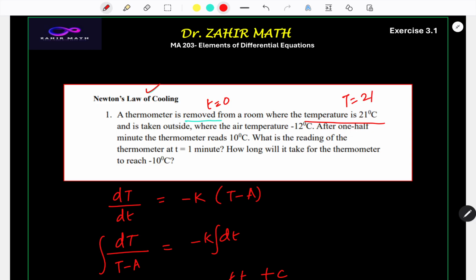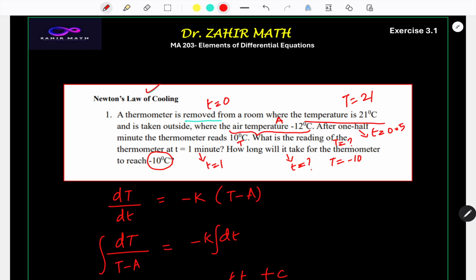And it's taken outside where the air temperature is the room temperature, so capital A is this one, minus 12 degree. After 1/2 minute, it means half minute, t is equal to 0.5. After half minute, the thermometer reads T is equal to 10 degree. What is the reading of the thermometer at time t equal to 1 minute? So what is capital T at t is equal to 1? How long will it take, again small t is equal to question mark, for the thermometer to reach minus 10 degree? So capital T is equal to minus 10.